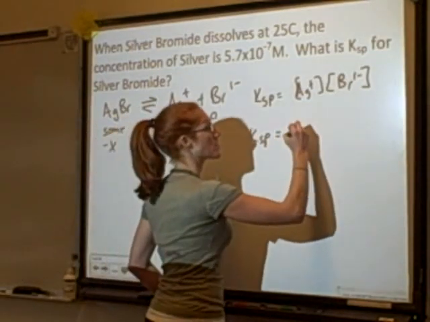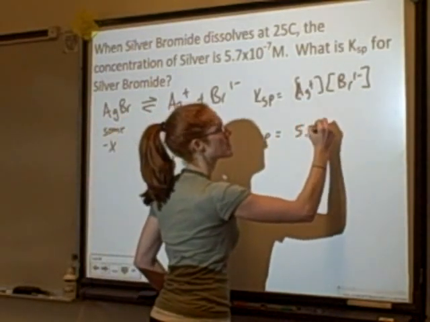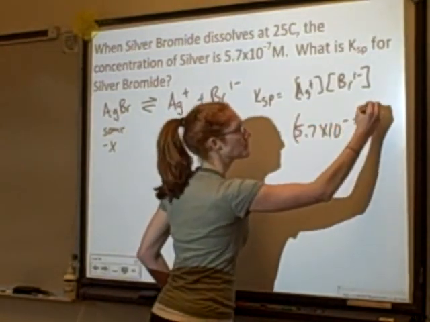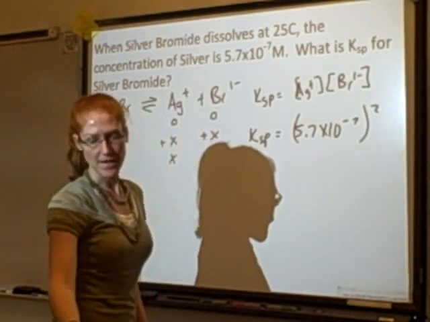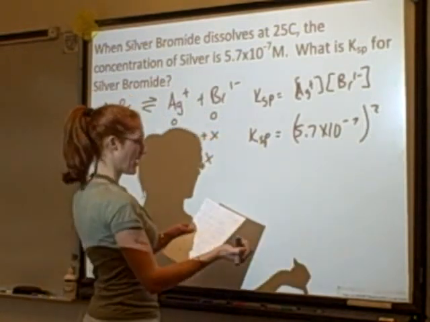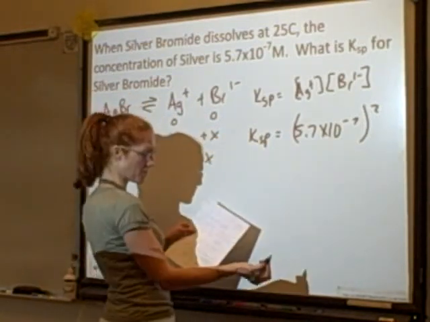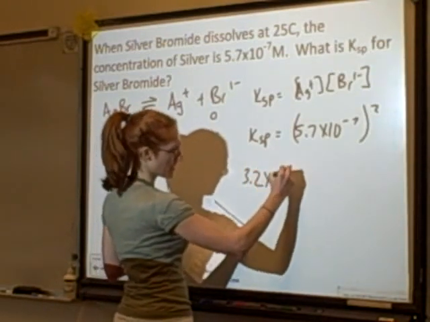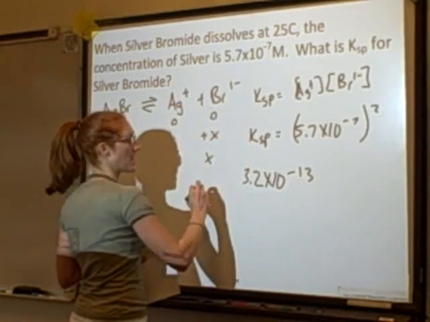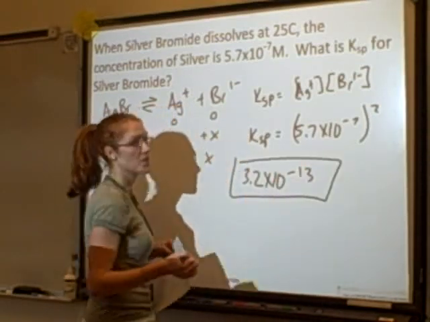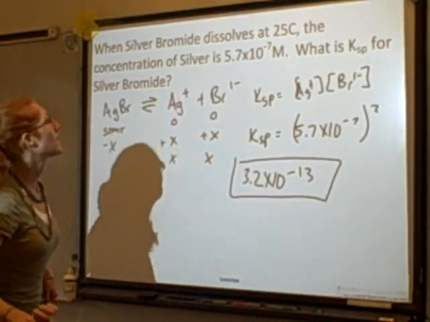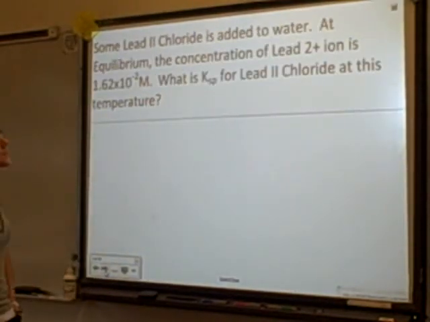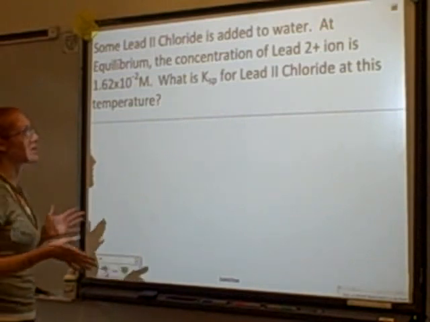So X times X is X squared, or 5.7 times 10 to the -7th squared. So I plug that in and I calculate my Ksp, and when I round it to 2 sig figs, I'll get 3.2 times 10 to the -13th. So that's the Ksp value for silver bromide at that temperature. So let's see. Here's another one. This one's a little bit trickier because I don't have the 1-to-1 ratio.